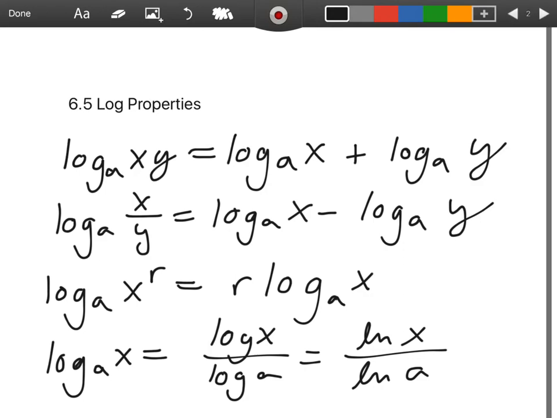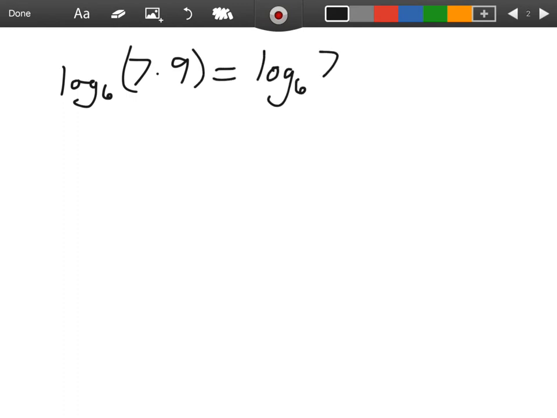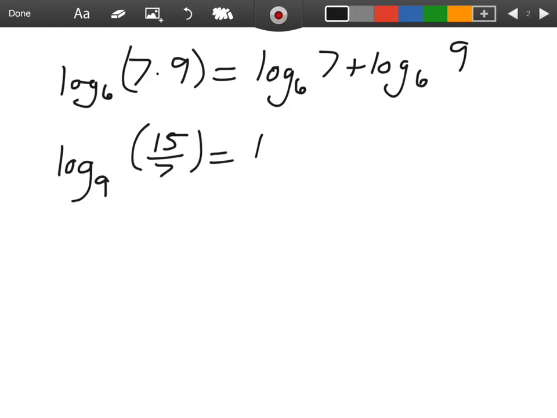Okay, so let's implement some of these. It's 7 times 9, so we have log base 6 of 7 plus log base 6 of 9. Just expanding it out. So you have log base 9 of 15 divided by 7. Since it's division, we can do the top one minus the bottom one.